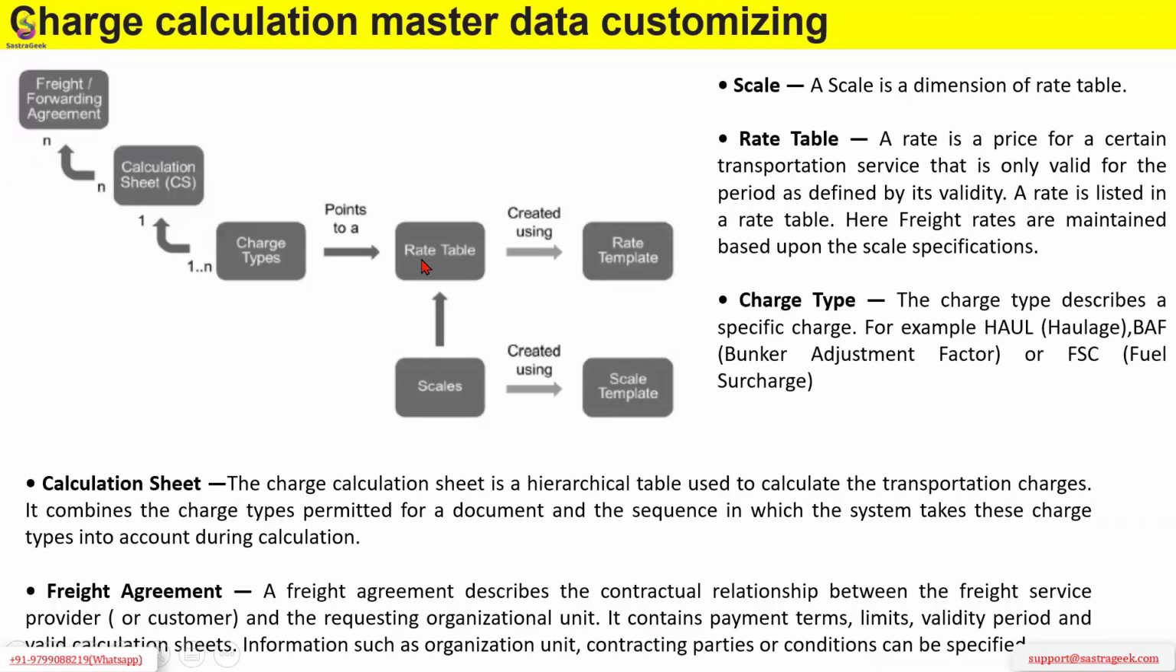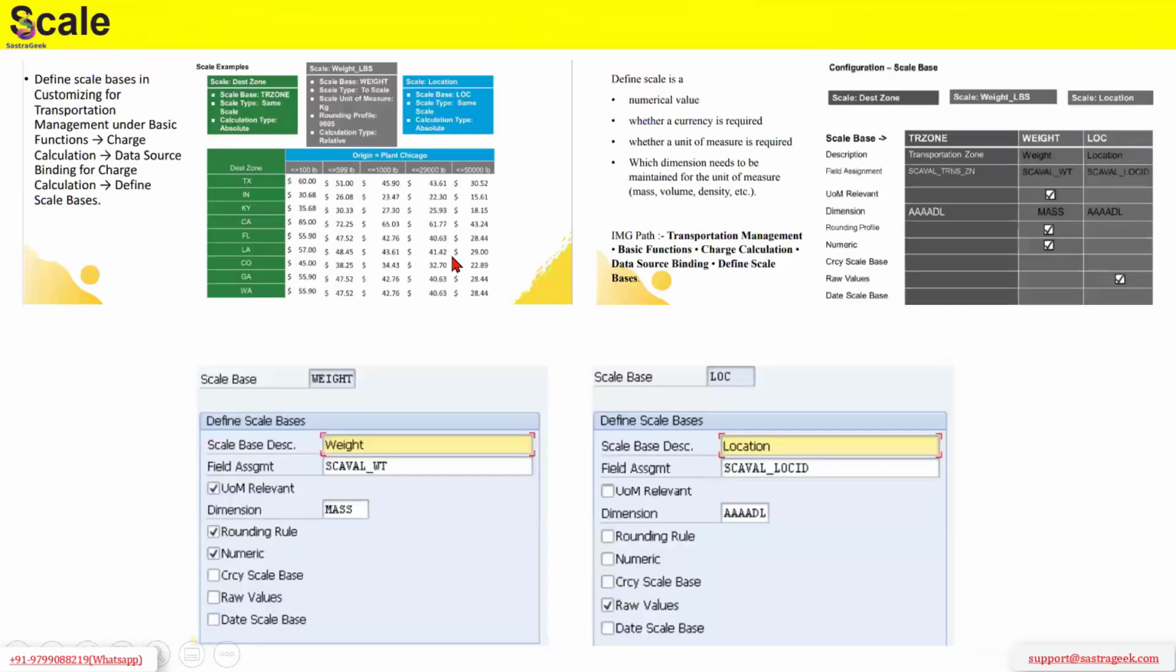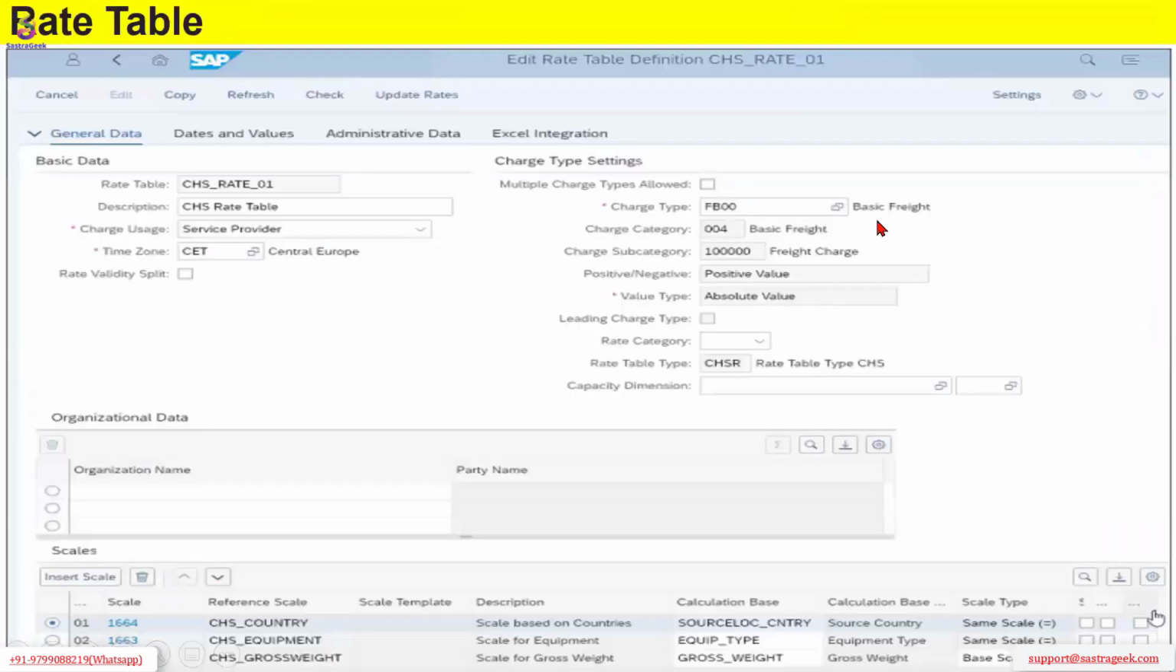Therefore, we need to tell who's going to use this rate table. So in that perspective, we need to mention who's going to use this particular rate table. This charge type is going to use basic, in this case. And then you have something called charge category. These are certain classifications which are there. Charge sub, then positive or negative.